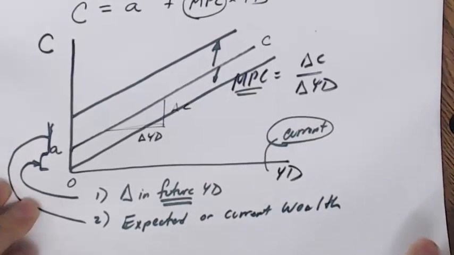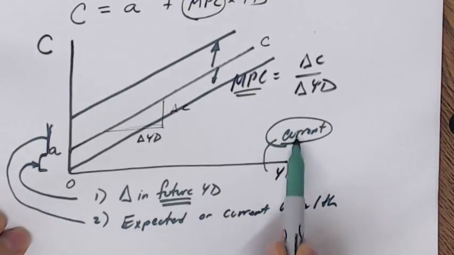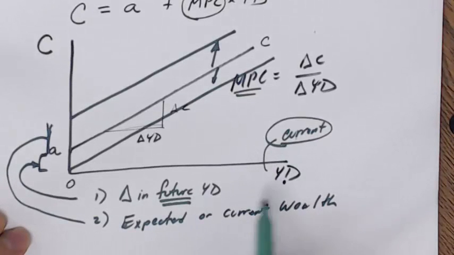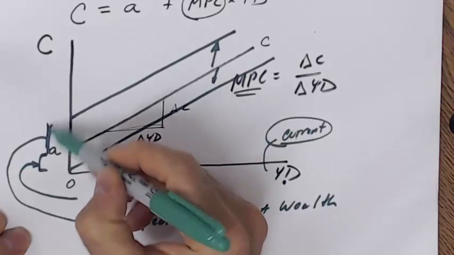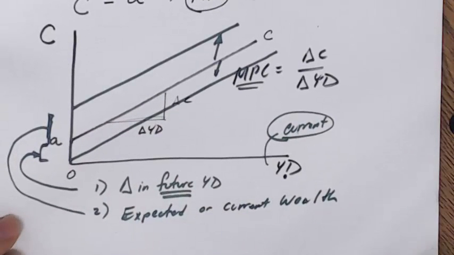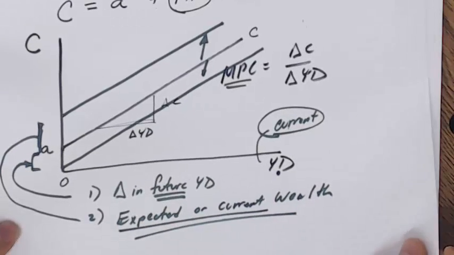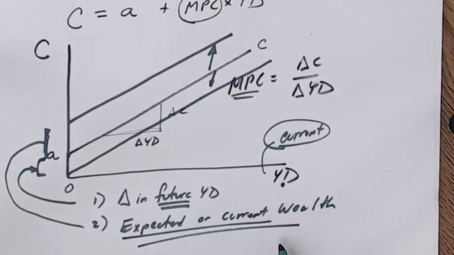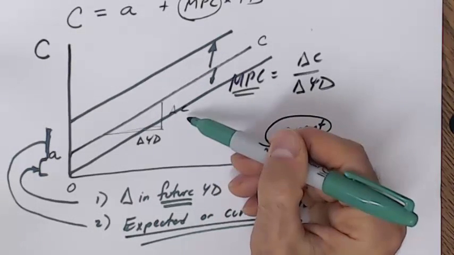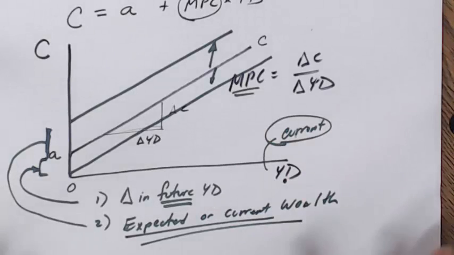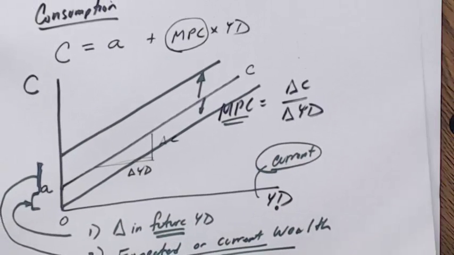And so that's what's going on. Your current disposable income is unchanged, but your shifters here, your autonomous expenditures, are changing, and the effects are coming from future disposable income, and current and future wealth. Okay, so if your wealth suddenly drops, then you're going to see a parallel drop in your consumption function, in that line.